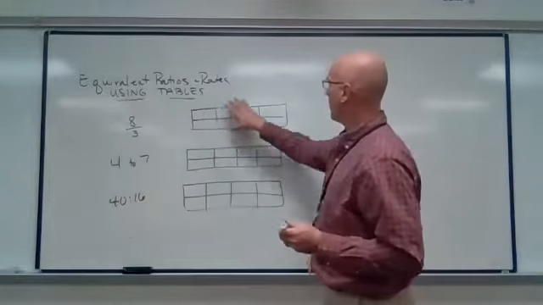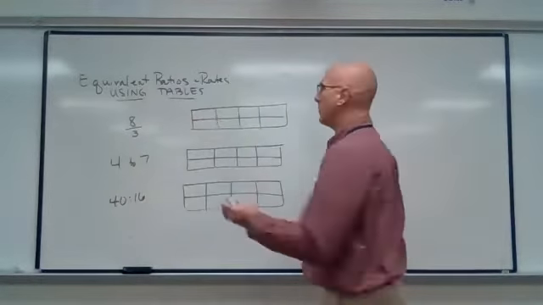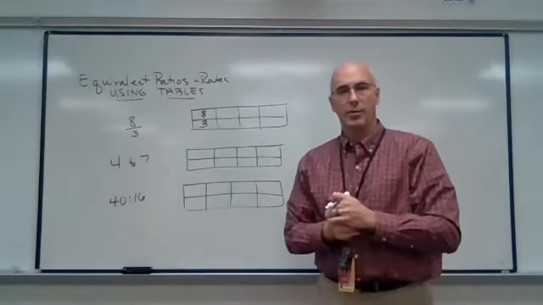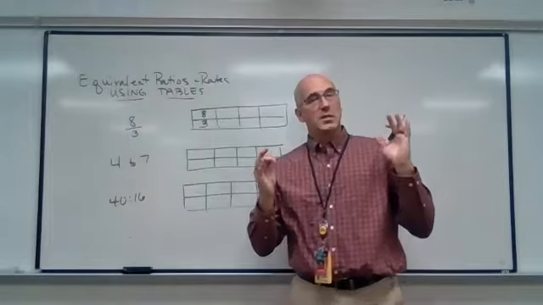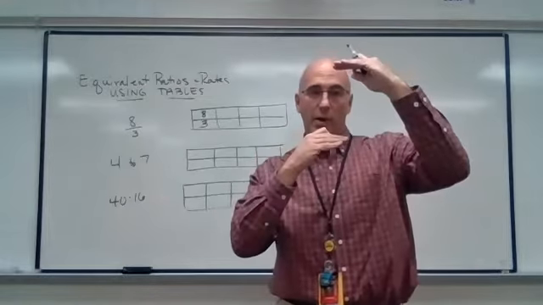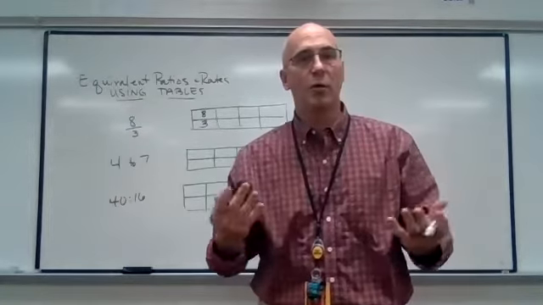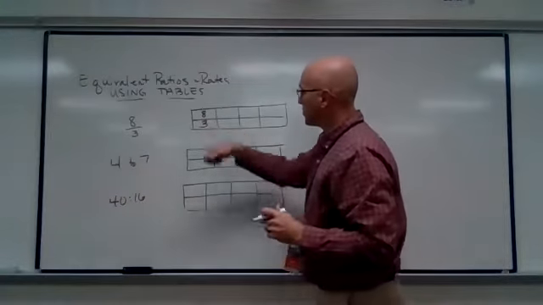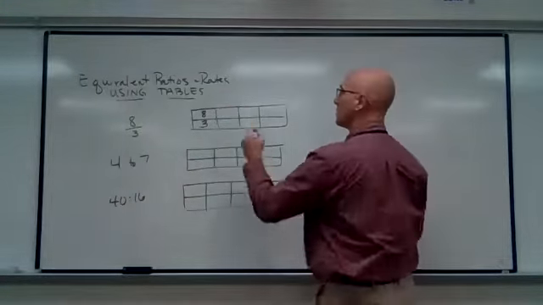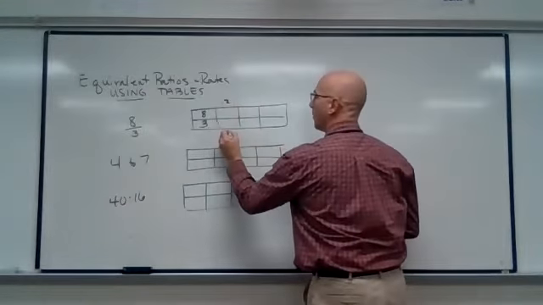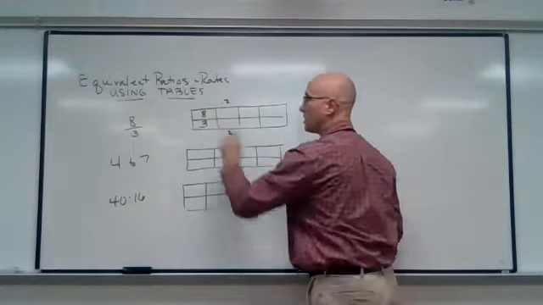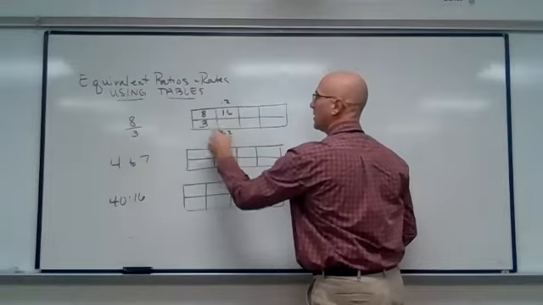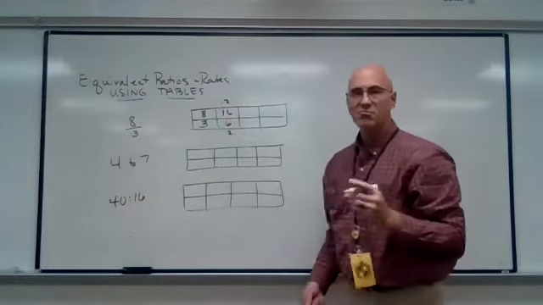So I have a 4-column by 2-row table. I'm going to put each number in the beginning, 8 to 3. What we can do is start multiplying or dividing both numbers by the same amount to get equivalent ratios, much like we did equivalent fractions. So let's just look at multiplying. Let's multiply both of these original numbers in our ratio by 2. 8 times 2 is 16. 3 times 2 is 6.